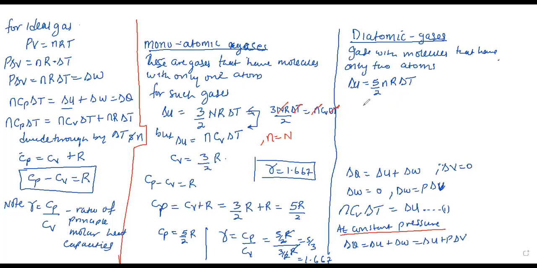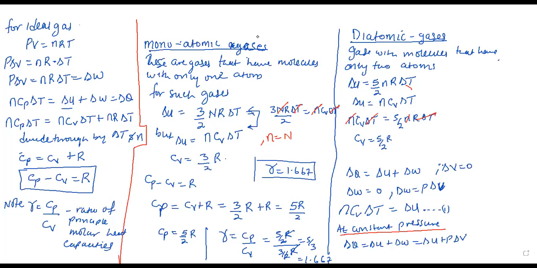Yet, we also know the heat energy at constant volume is n Cv delta T. So in this case, when you equate the two equations, n Cv delta T will be equal to 5/2 n R delta T. Then we can divide by delta T and by n on both sides, so I lose delta T and I lose n. So we shall have Cv equal to 5/2 R.